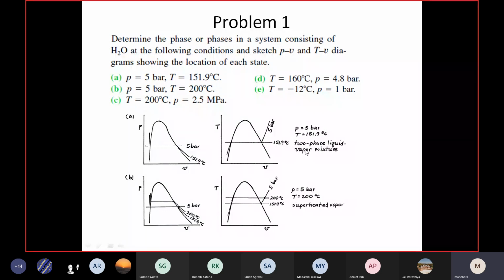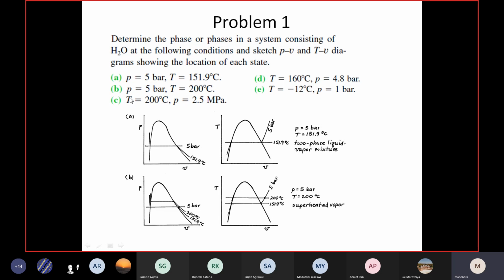This is actually not a two-phase. This is actually a saturated steam point. Our point is exactly over here, wherever the mouse pointer is, that point only. That is saturated vapor, simply saturated vapor, nothing more.